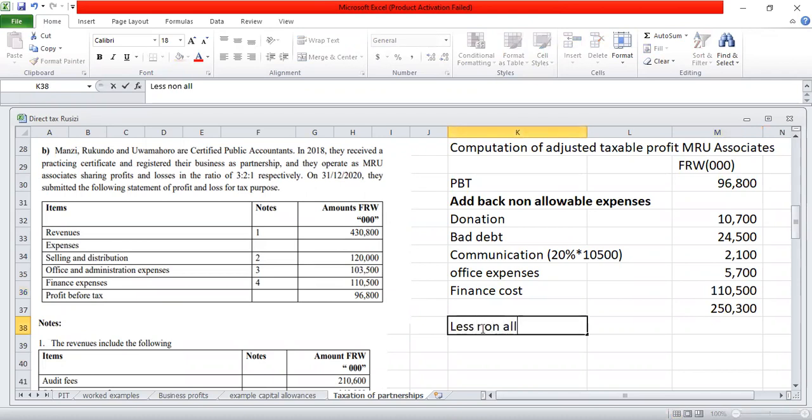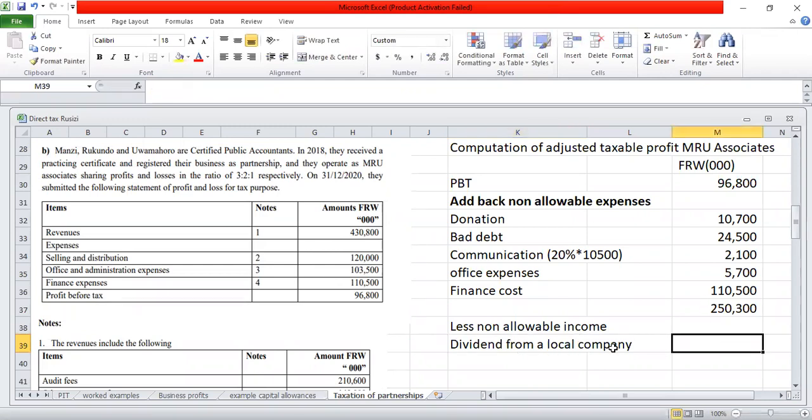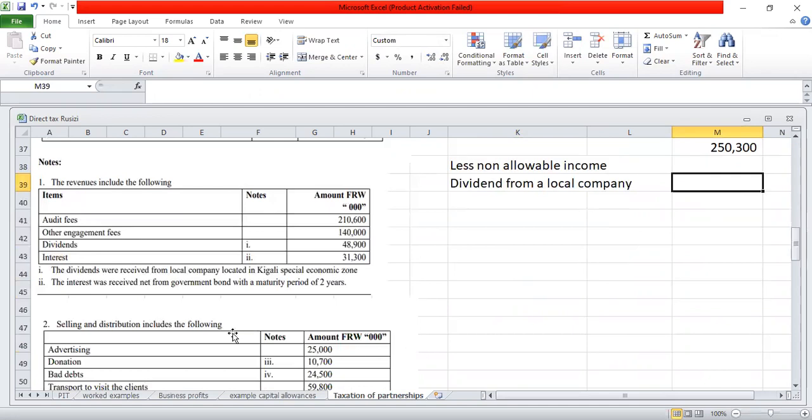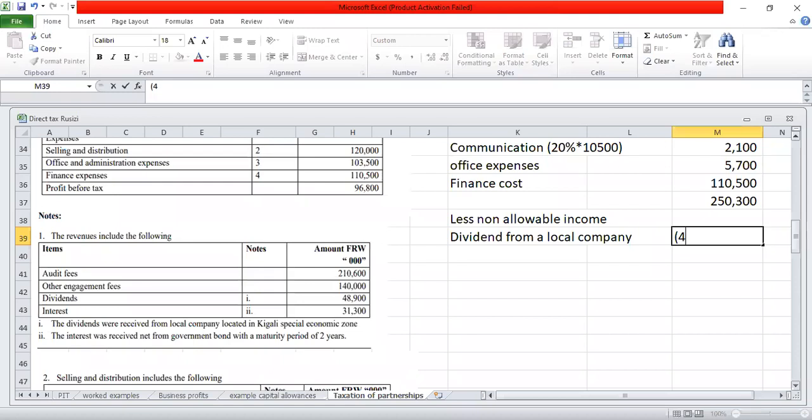That's non-allowable income. We have a dividend from a local company. They told us here the dividend was received from a local company. Our dividend is 48,900. 48,900 was from a local company.